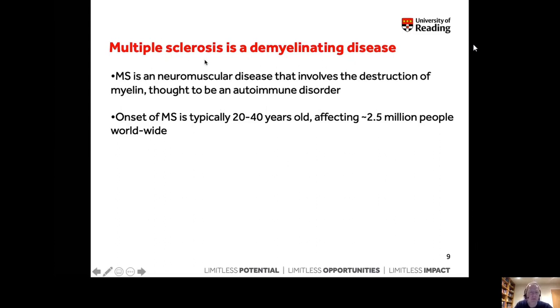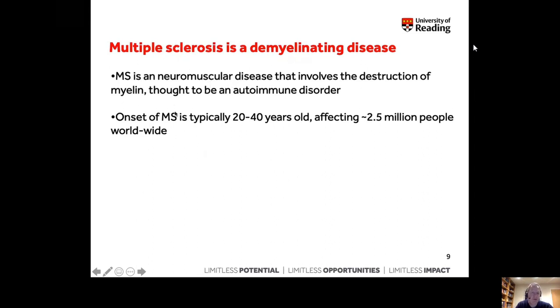So maybe you've heard about multiple sclerosis. It's an important central nervous system disease thought to involve the destruction of myelin and thought to be what we call an autoimmune disease, or an autoimmune disorder. So an autoimmune disease, in this case, is when the body actually produces antibodies against a protein or a substance within the body itself. So you get an immune reaction against your myelin. Myelin is destroyed, and what happens due to that is a disease called multiple sclerosis.